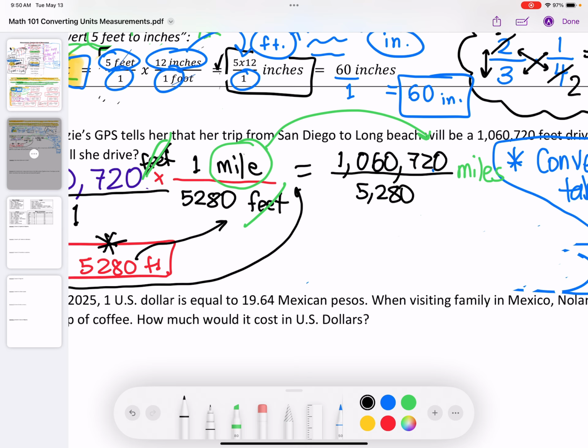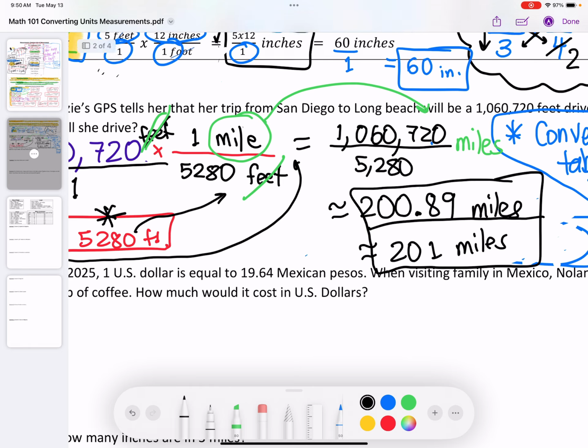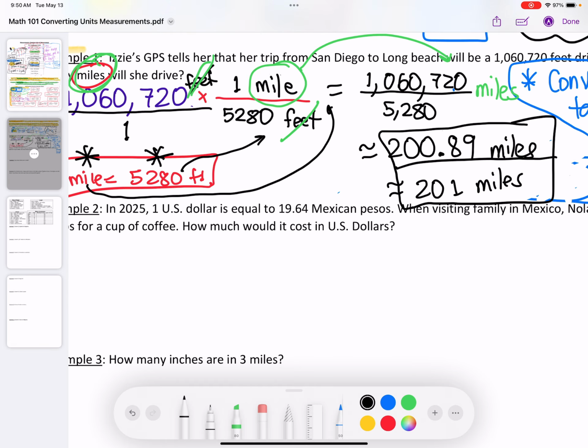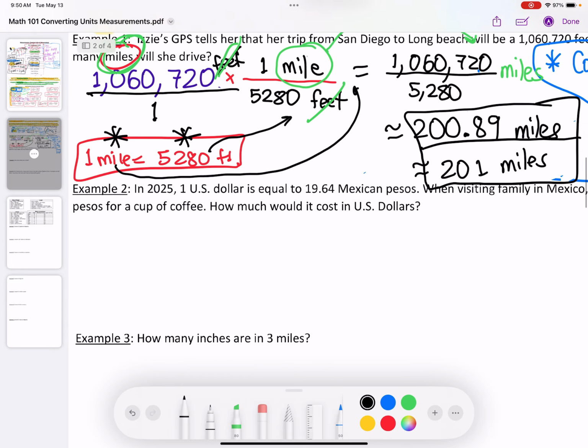5,280. Okay, I'm getting about 200, and they didn't tell us where to round. I would think on the test they would tell you where to round, but it's somewhere around 200.89, or you could probably just say that's about 201 miles. Either way, if they didn't tell us where to round, they've got to be happy with whatever we give them. Of course, a GPS would probably say 201 miles. They wouldn't say 1 million something feet. That's ridiculous. It's just a weird scenario.